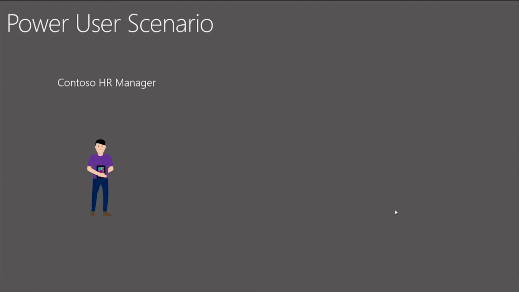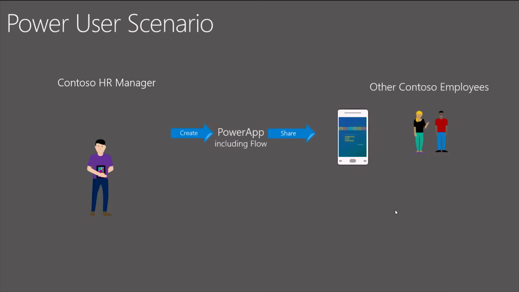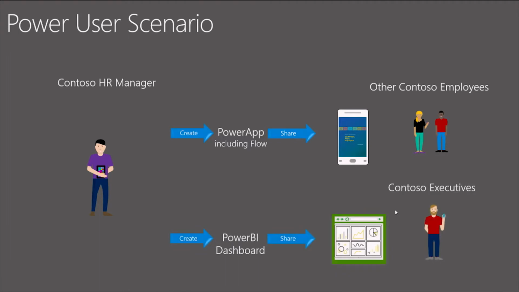In this scenario, the HR manager is a power user who has built a Power App and a flow to facilitate reimbursement for employees, all using no code. And then he has created a Power BI dashboard on top of that data to provide data visibility for executives. If the HR manager also wanted to look at the data, he can use the Excel add-in that we just looked at.